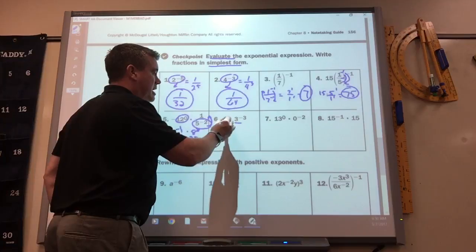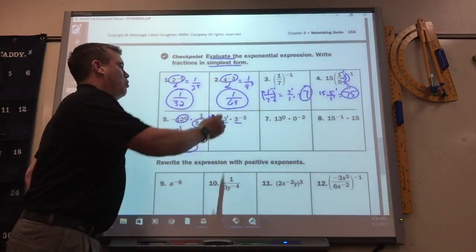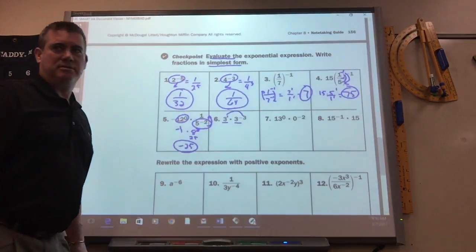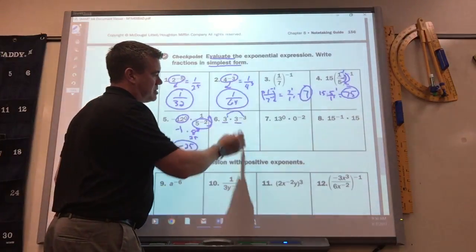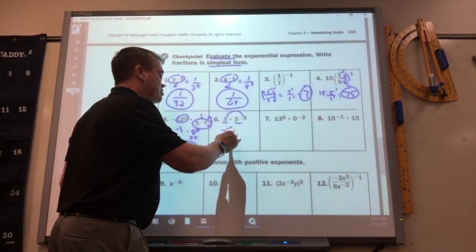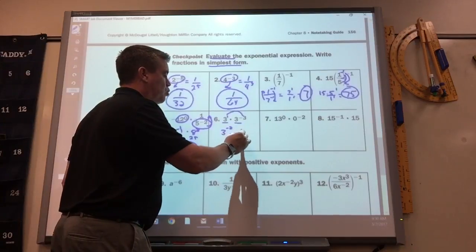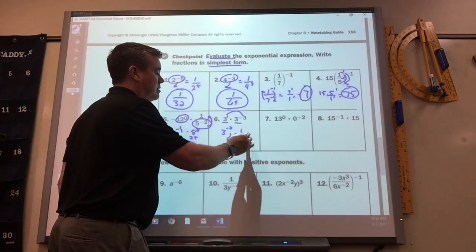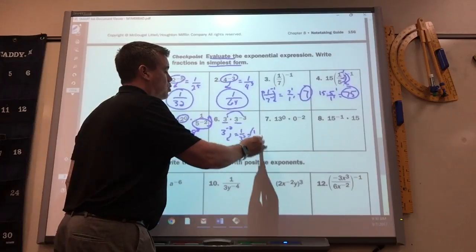Here it's the same base. So what do you do to the exponents? Add them. 1 plus -3 is -2, which means I got to put it underneath, so it's 1 over 3 squared, which is 1/9.